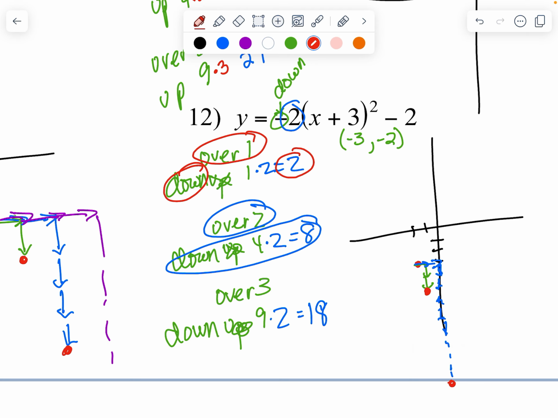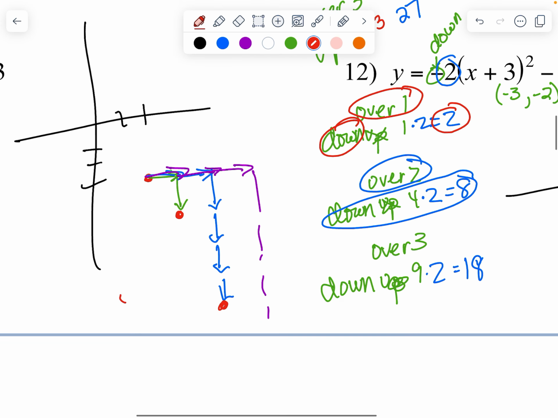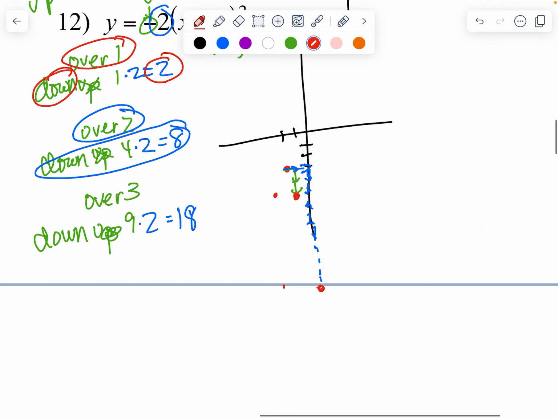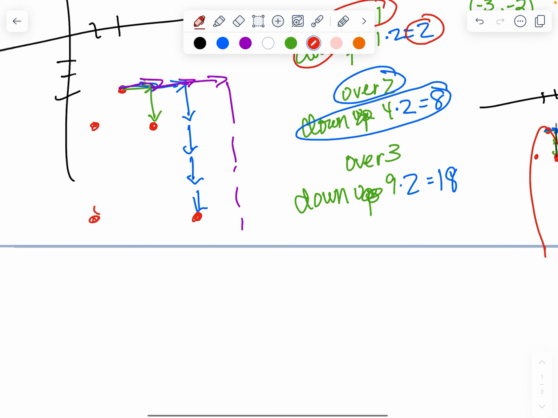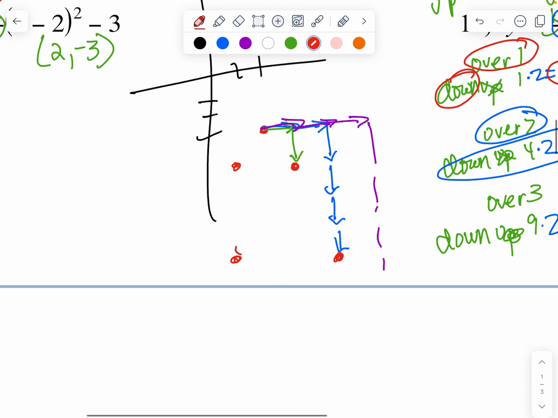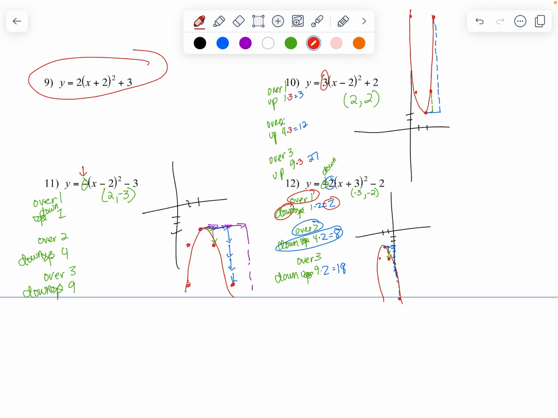And then I'm not going to finish it. Make sure you do the ones on the other side. Don't forget. And draw your parabolas. Okay? But do them on graph paper, okay? All right.